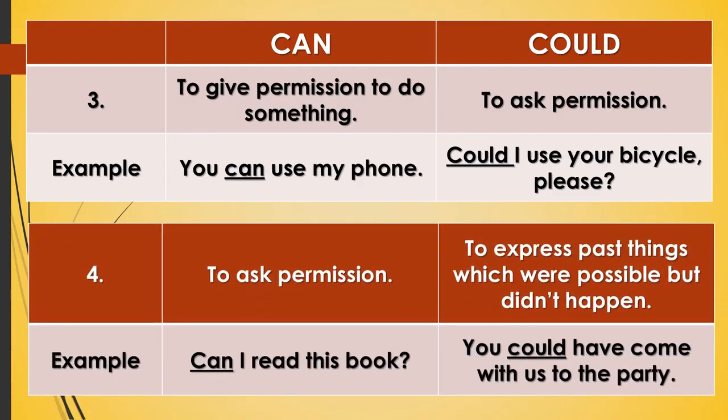Number 4. When we have to ask permission to do something, we use can. For example, can I read this book? To express past things which were possible but did not happen, we use could. For example, you could have come with us to the party.